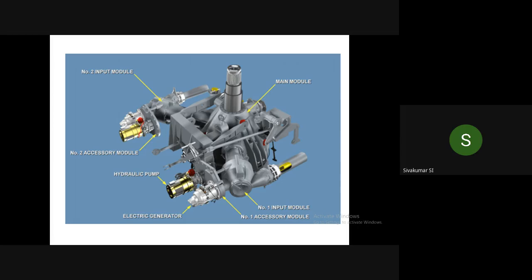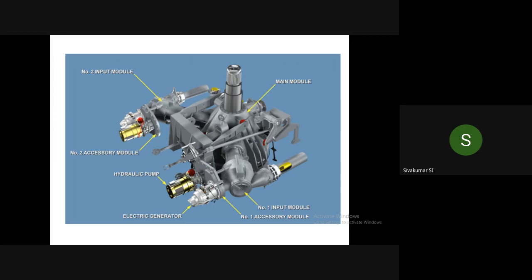Quill shaft, because it is a very small shaft which has the spur gears at the end. Those spur gears can be meshed with one of the gears inside the transmission system.